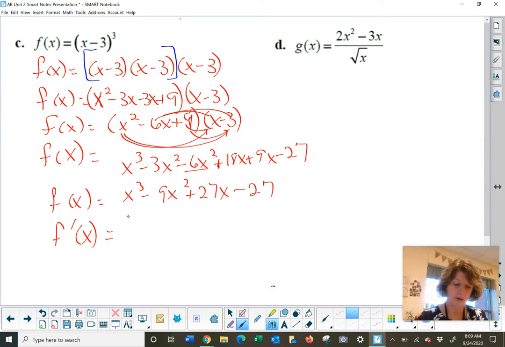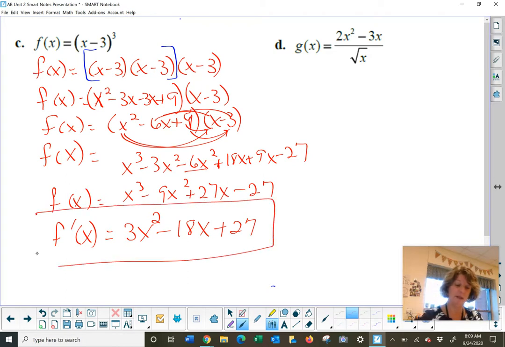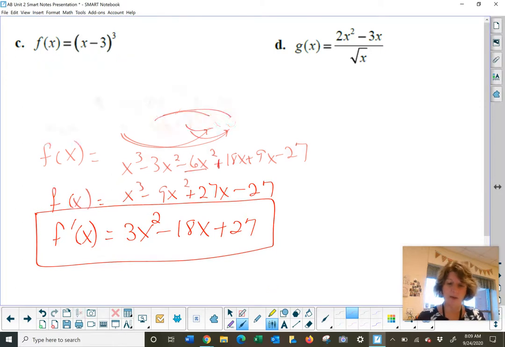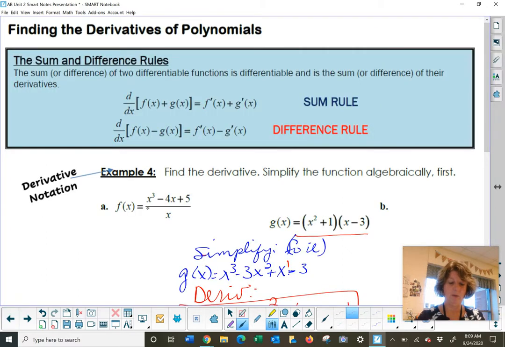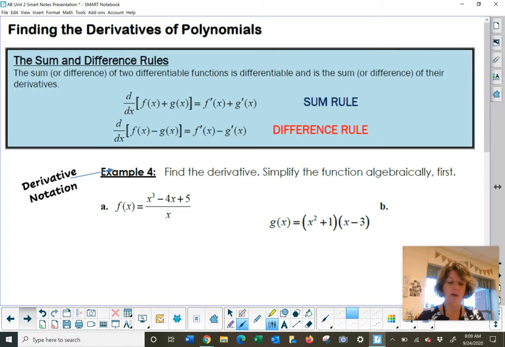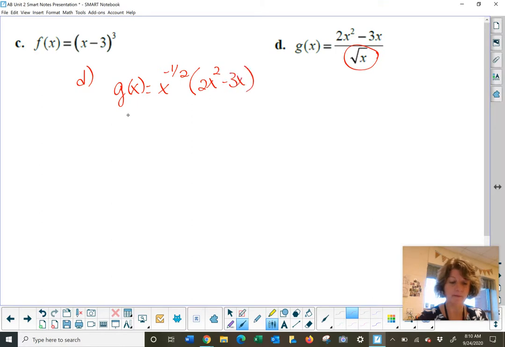Now I'm going to go 3x squared minus 18x plus 27. And there's that derivative using the power rule, and you're done. The next one, once again, like we did on A, where we called this x to the negative 1, let's do that for this one. So for D, let's write this as g of x equals x to the negative 1/2, because it's coming from the bottom, 2x squared minus 3x.